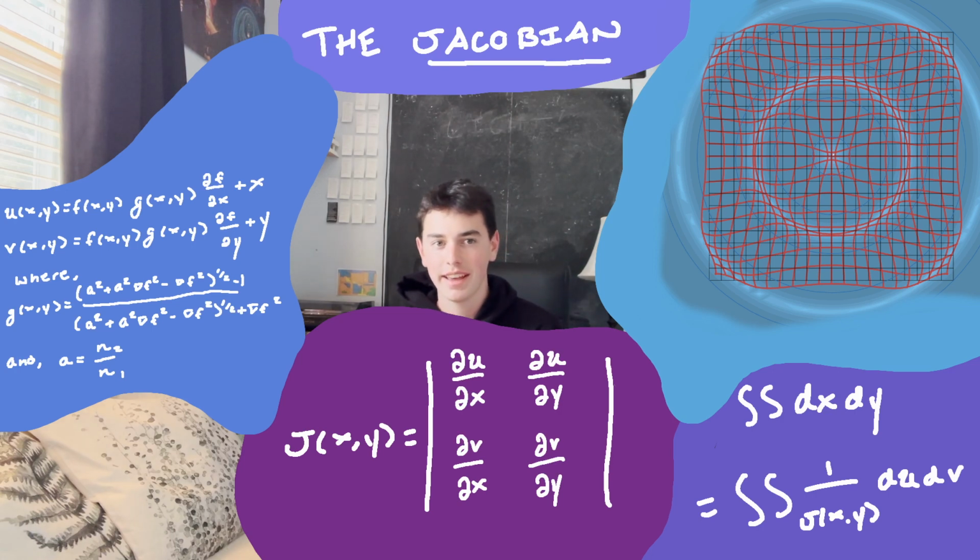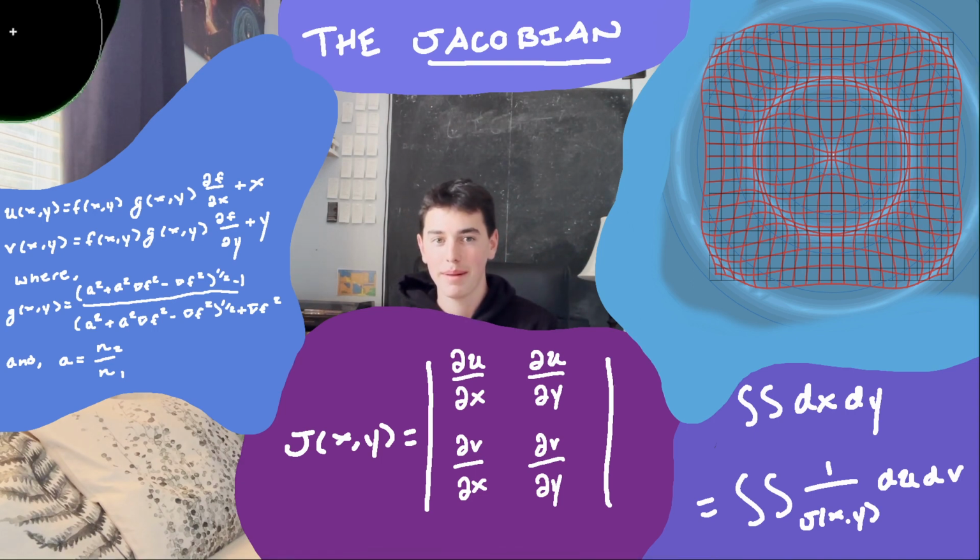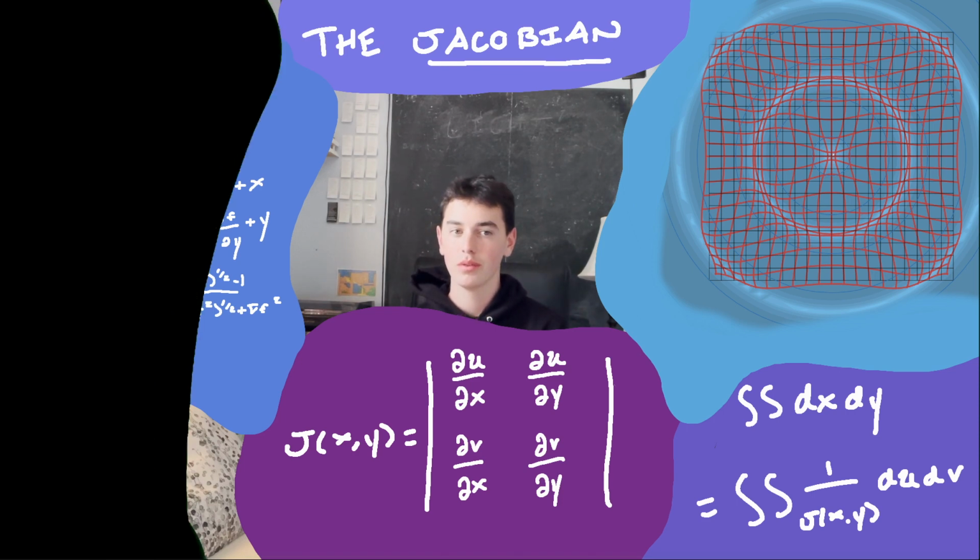But that's not the key takeaway. The key takeaway is the Jacobian itself, which tells us just how much areas change when we apply a map to them, something that's surprisingly useful time and time again.